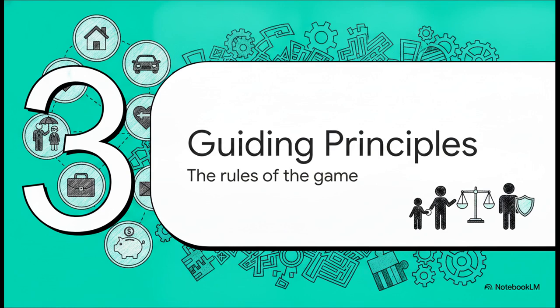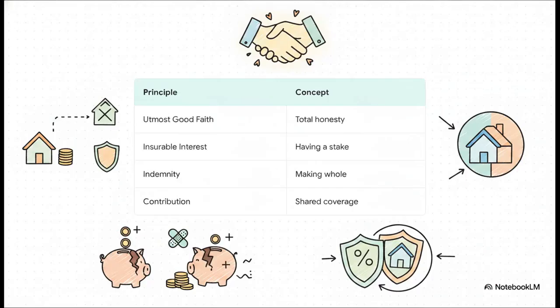Section 3. The 7 guiding principles. The rules of the game. These are the foundational rules that make this massive system actually work fairly between the individual and the entity. To make this whole thing fair, we have strict rules that legally bind the client and the company to act responsibly. First up, utmost good faith. This means total honesty is required from both sides when setting things up. Second, insurable interest.